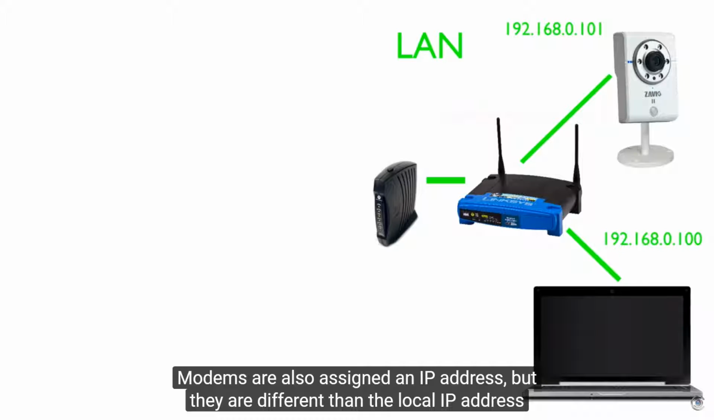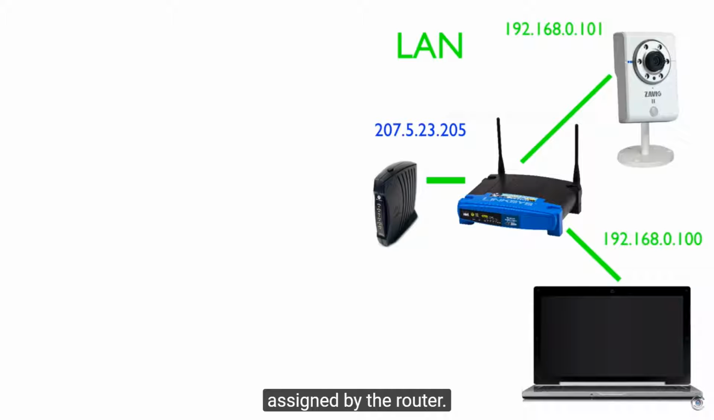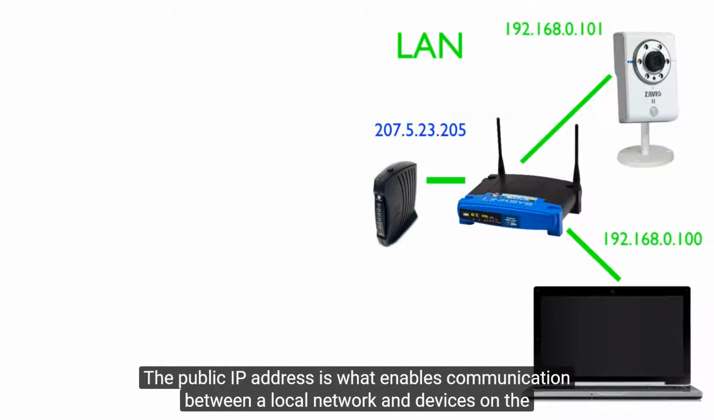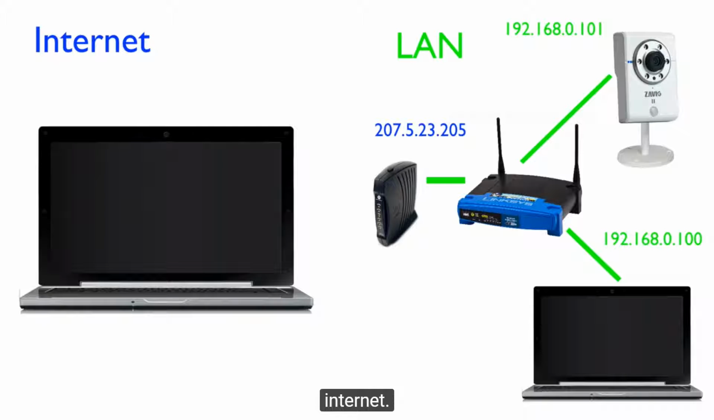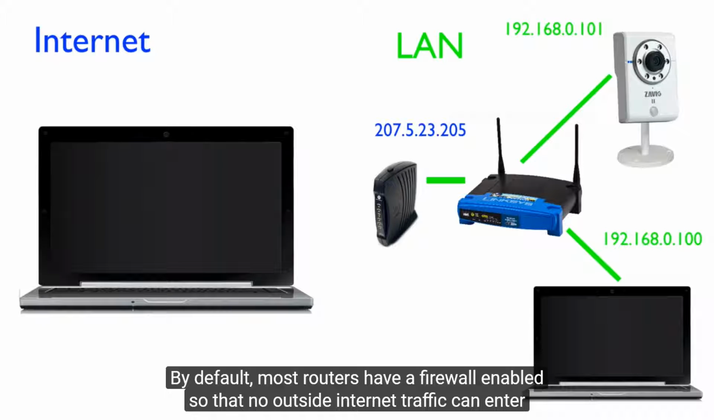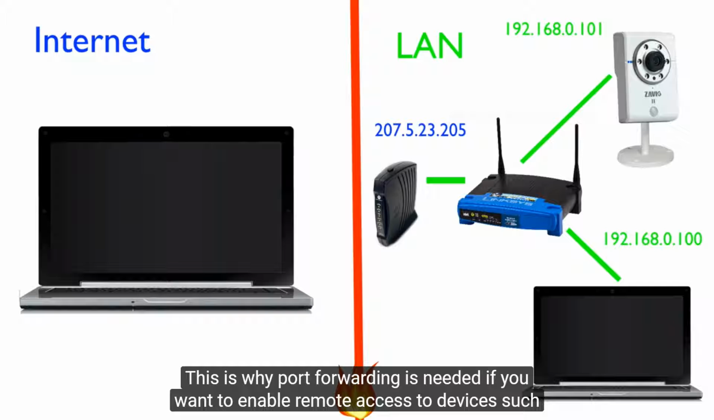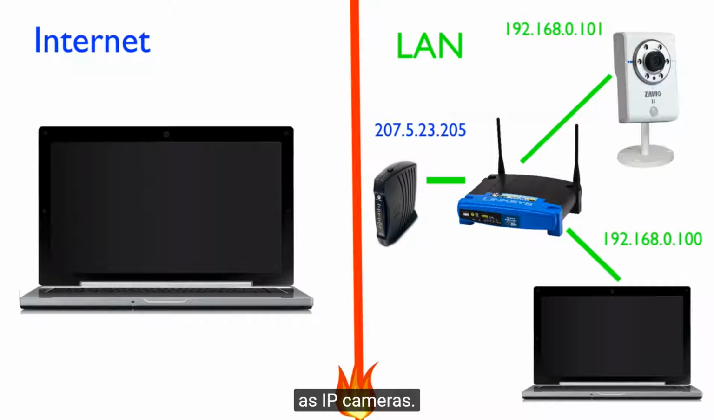Modems are also assigned an IP address, but they are different than the local IP addresses assigned by the router. The internet service provider assigns a modem a public IP address. The public IP address is what enables communication between the local network and devices on the internet. By default, most routers have a firewall enabled so that no outside internet traffic can enter the local network. This is why port forwarding is needed if you want to enable remote access to devices such as IP cameras.